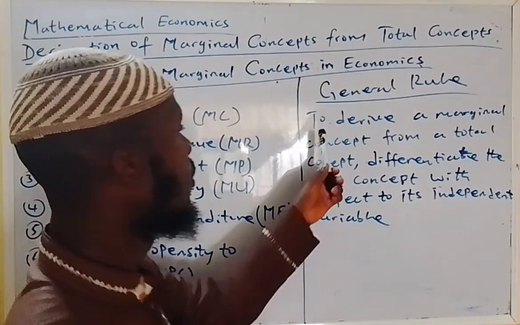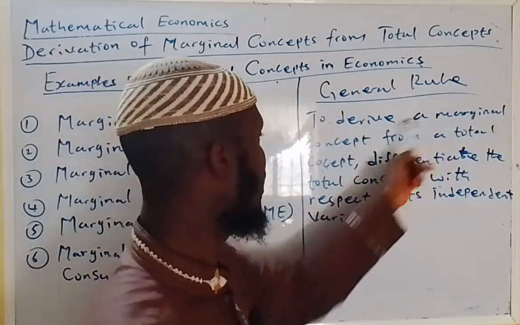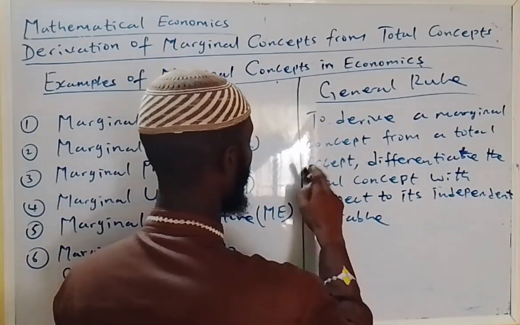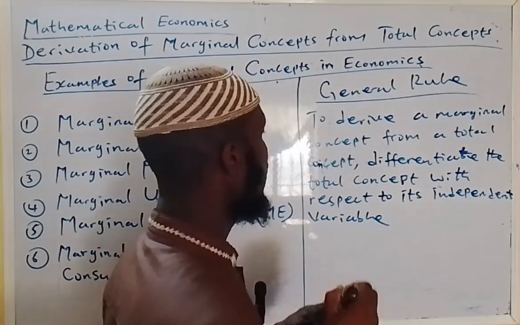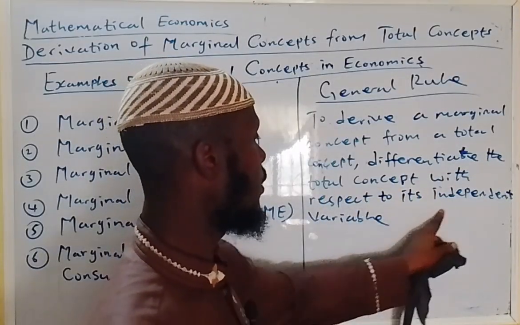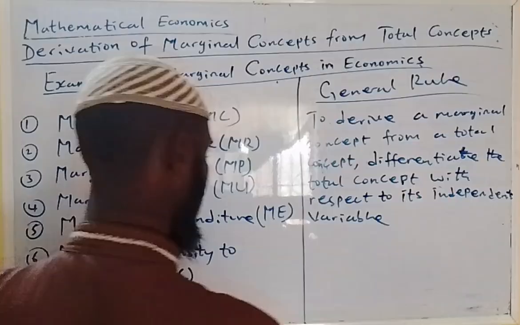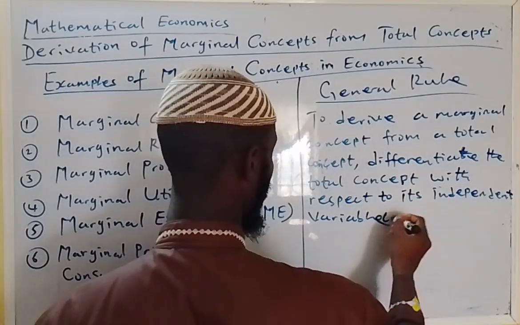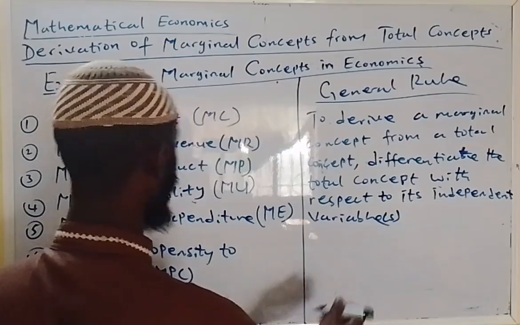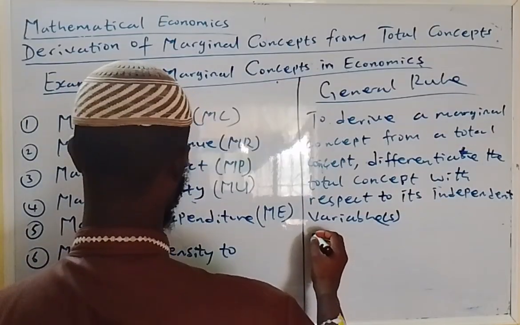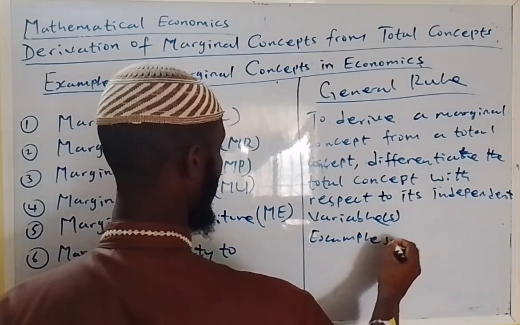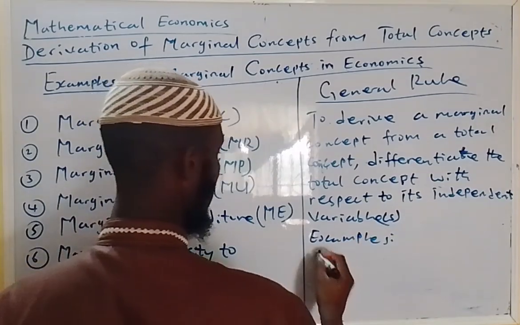The general rule says to derive a marginal concept from a total concept, differentiate the total concept with respect to its independent variable or variables, as the case may be. So what does that mean? Meaning that, for example, let's say we have a total cost function.